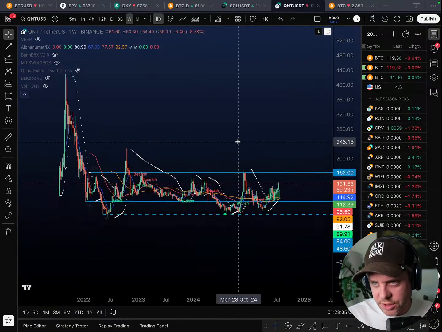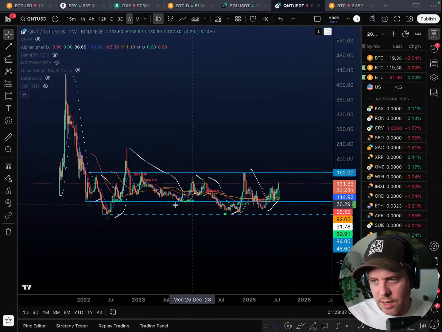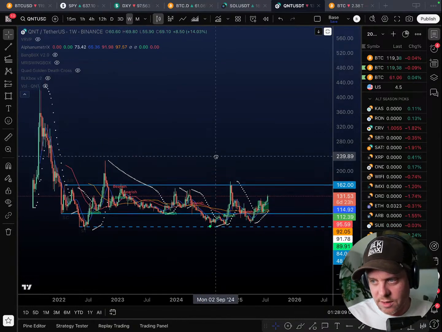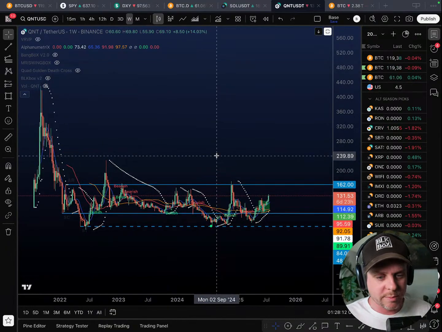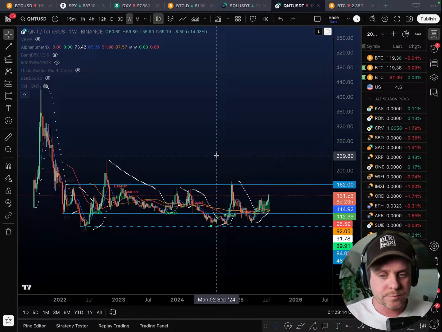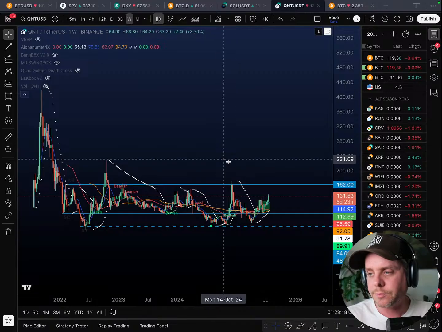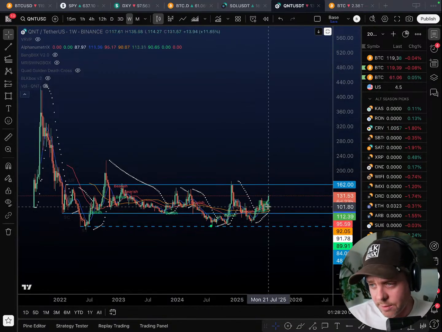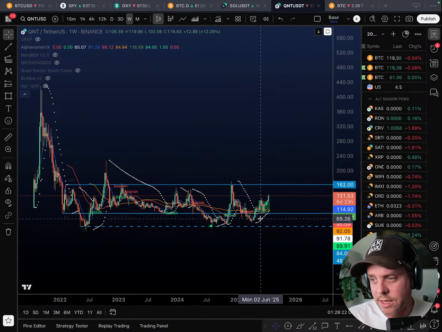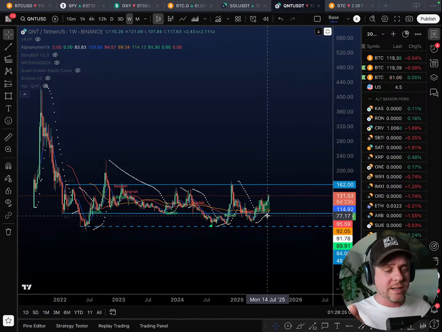Kind of a similar situation. It's not blowing my socks off. It's not showing an incredible amount of demand, but it's doing a little bit better. It's on top of the 7. It's got the bull market bias. The 7 and 30 are curling up.